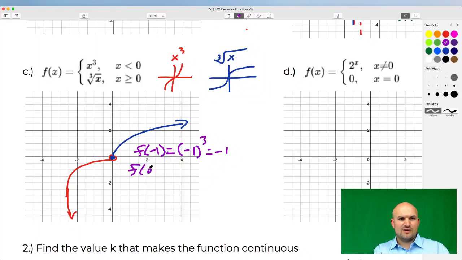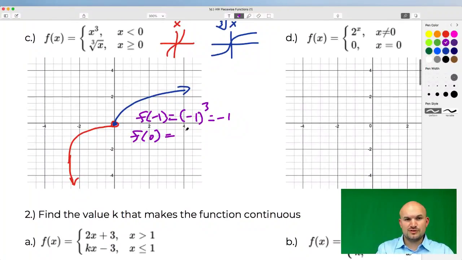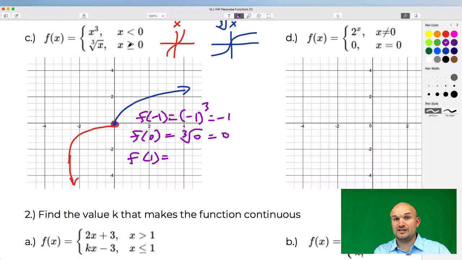If I evaluate for f of 0, you can see here that, again, this is greater than or equal to 0, and this one's just less than 0. So therefore, I'm going to plug that into the cube root. So the cube root of 0 is just equal to 0. And then if I evaluate for f of 1, again, this is for all values that are greater than 0, so you're only going to plug it into this function.